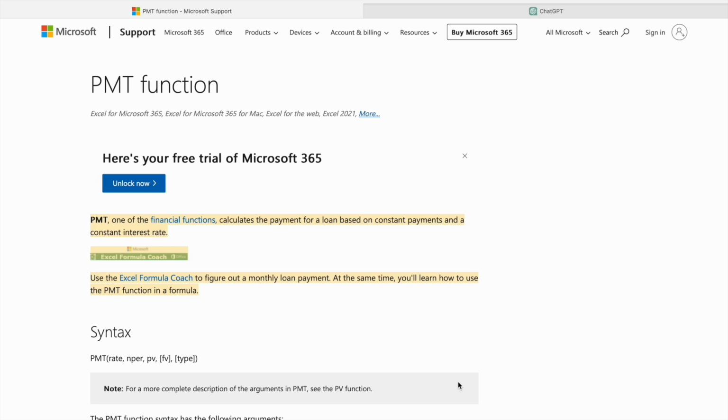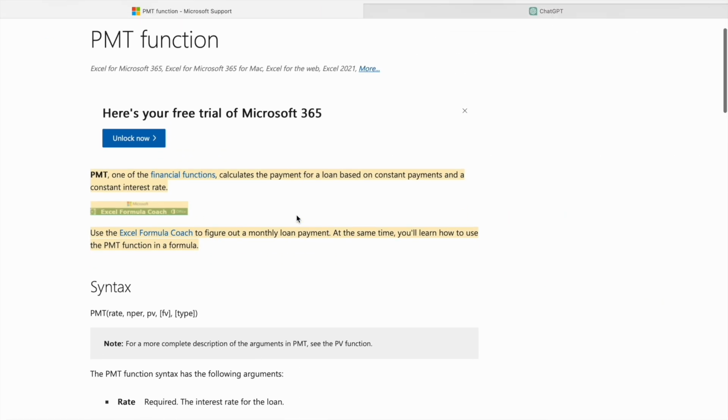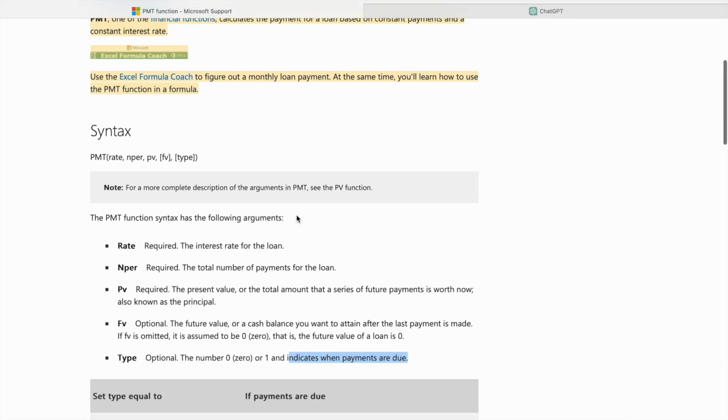I've taken an example from the official Microsoft support page. So I've just copied this data here in my Excel. First of all, let's see the syntax of the PMT function. So here we have rate, which is the interest rate for the loan. Then we have NPER, which is the number of total payments for the loan.